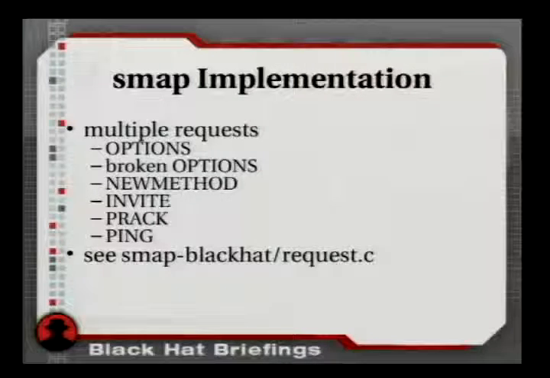Then I've implemented something called new method, which is an invalid method, and the response should be 501 not implemented, but sometimes you just get back 400 or something. That's a good way to do fingerprinting.